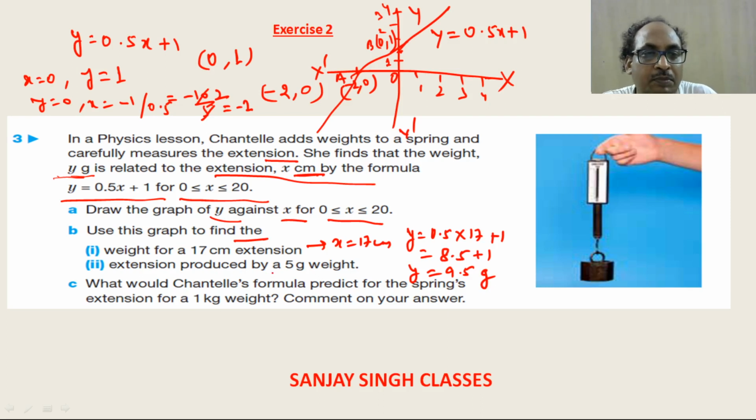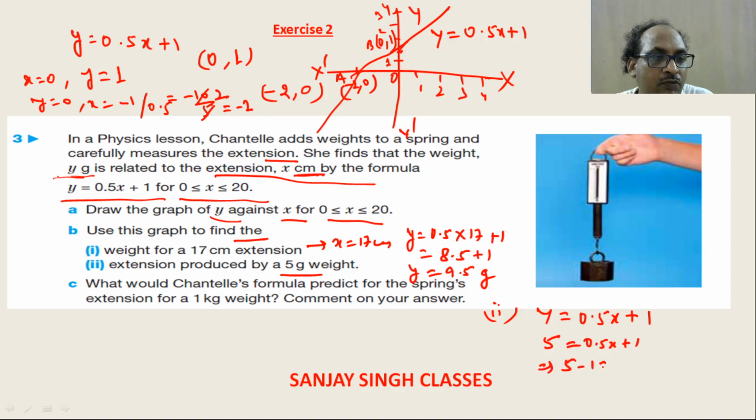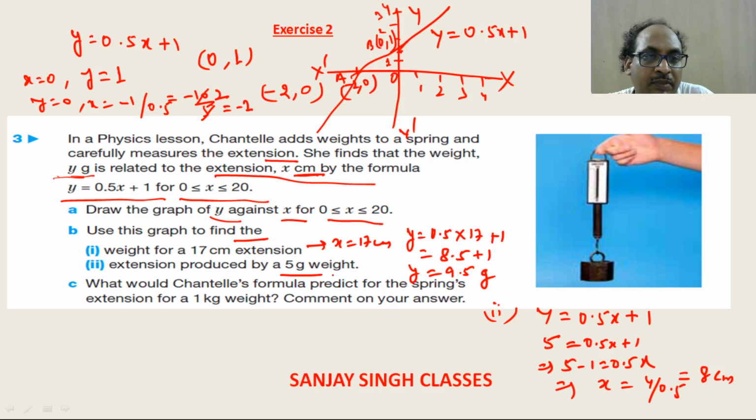Similarly, the extension produced by a 5 gram weight. We need to find the x value. So y is equal to 0.5x plus 1, and y is already given to us, that is 5 gram. So 5 is equal to 0.5x plus 1. From here 5 minus 1 is equal to 0.5x, which gives x is equal to 4 by 0.5, and it will be 8 centimeter. So the answer will be 8 centimeter.